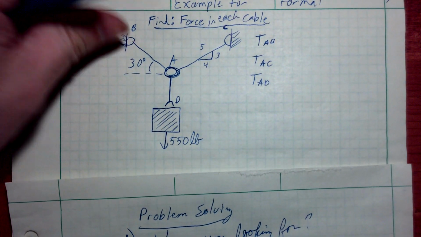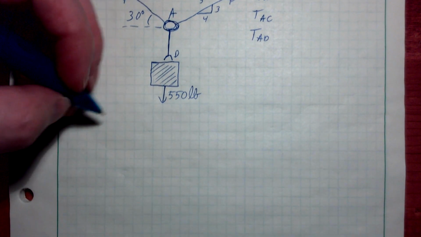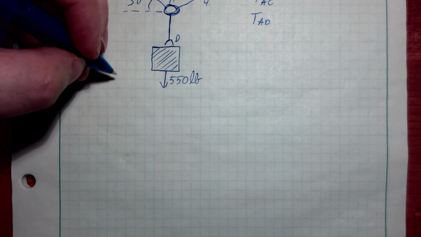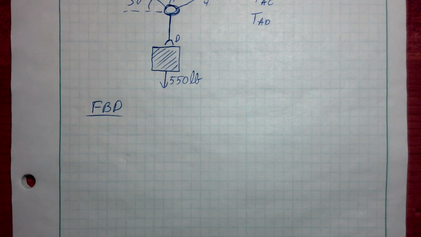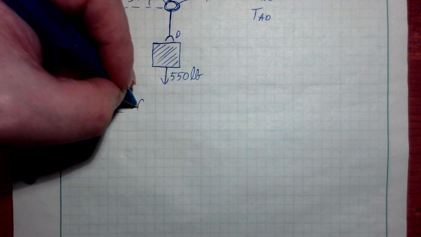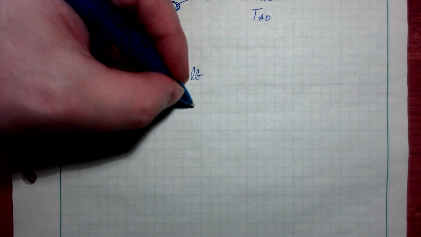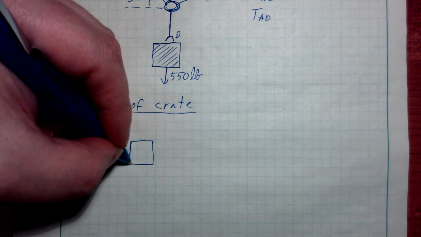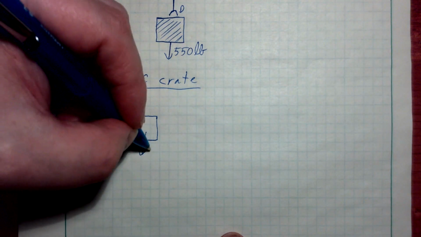And I also know that this thing is going to be in equilibrium. What does that mean? It means if I add up all the forces, those forces are going to add up to be 0. So what I can do is draw, and in statics, it's all about free body diagrams. What am I drawing a free body diagram of, though? Well, I'll draw a free body diagram of the crate. A free body diagram is simply where you draw a rough image of the object and you draw all the forces acting on that object.